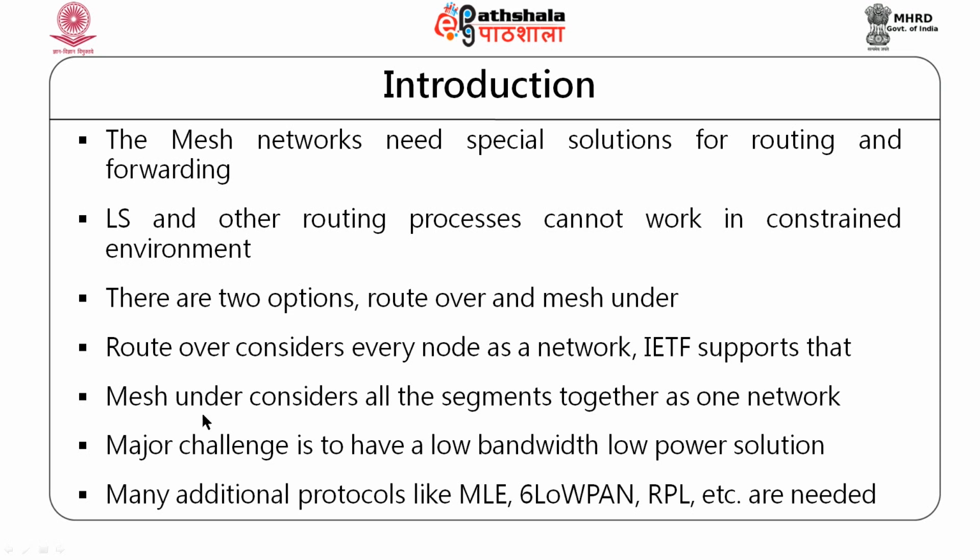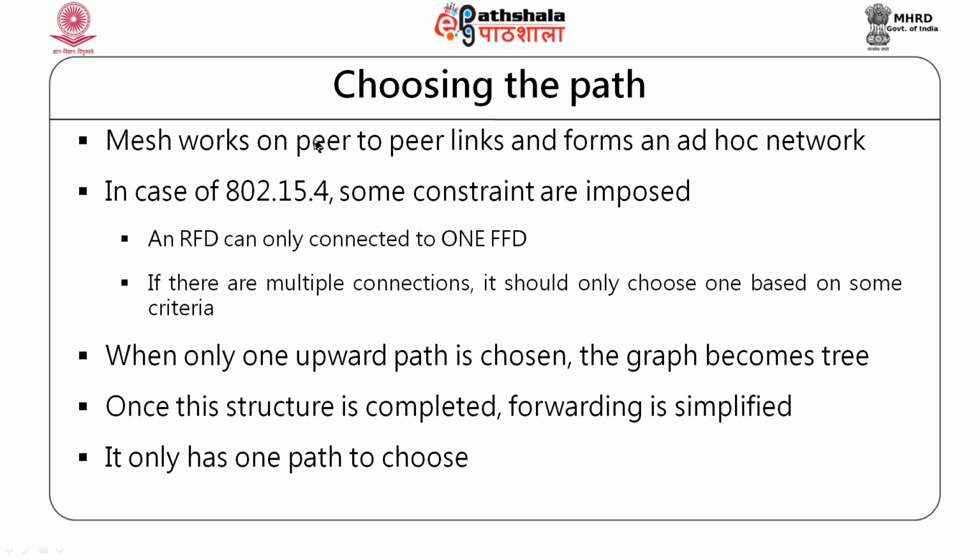Mesh under considers all the segments together as one network, as I said. The major challenge is to have a low bandwidth, low power solution. We will look at many additional protocols: MLE, 6LoWPAN and RPL. First thing, mesh networks have peer to peer links and form an ad hoc network. This is something I have already talked about. Here, two constraints are imposed. Now, why are these constraints imposed? Remember, because conventional IP routing requires a lot of broadcasting, and here we need a low power, low bandwidth solution.